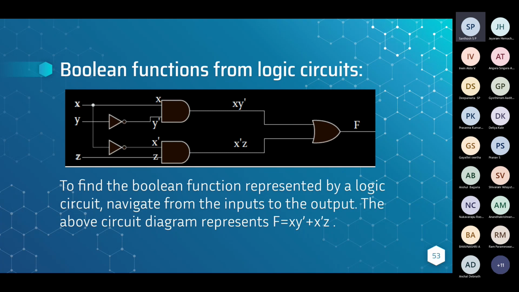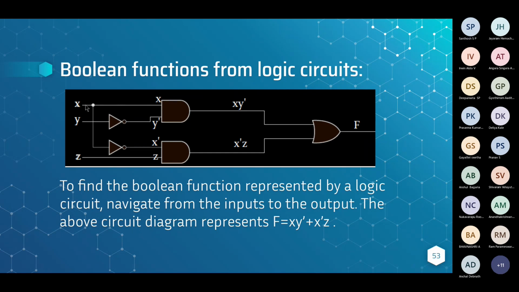Okay, now we'll learn, if they give you a logic circuit with inputs, how do we find the Boolean function that it represents? So we'll take an example first. If we consider the circuit given here, we have 2 AND gates, 2 NOT gates, and then a final OR gate which outputs the function f. We have 3 inputs x, y, and z.